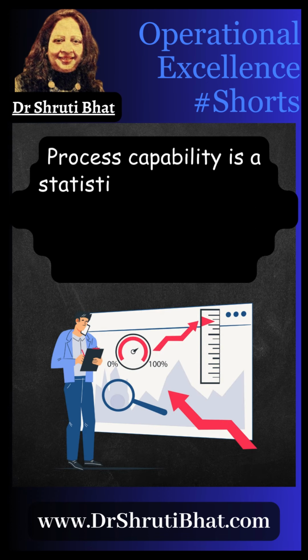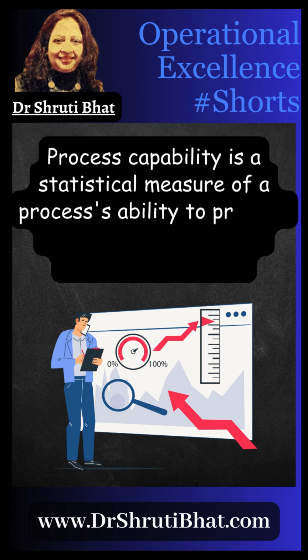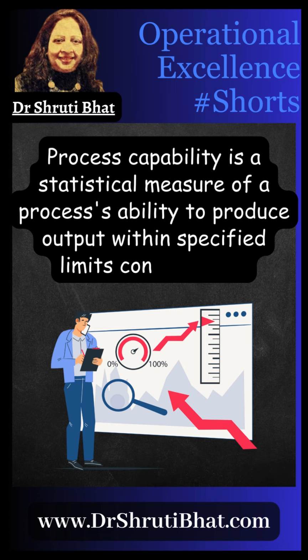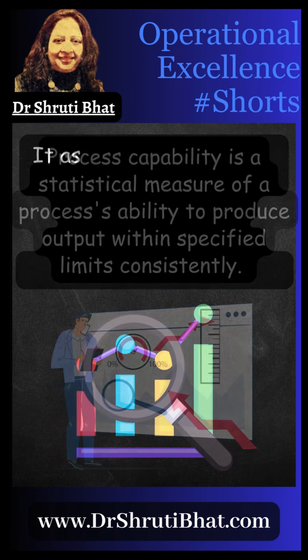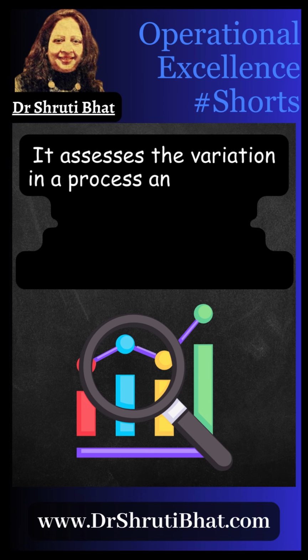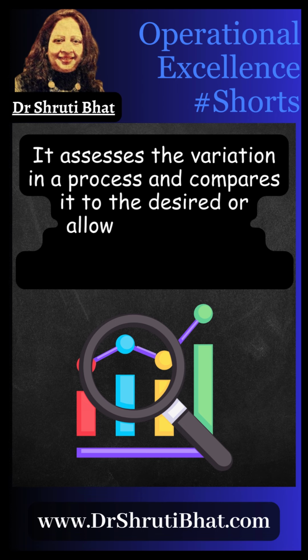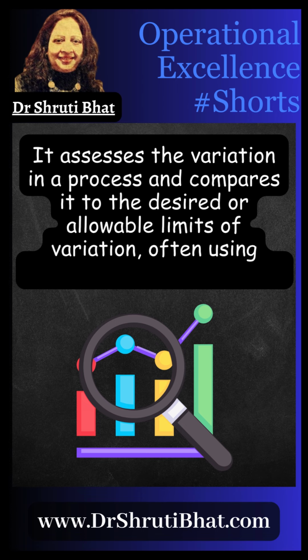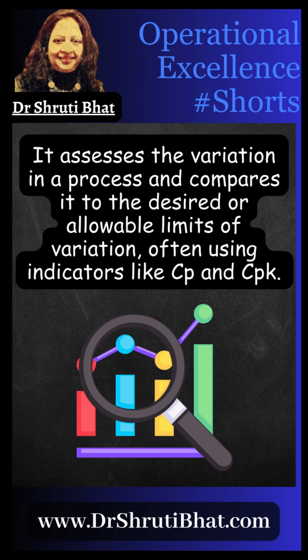Process capability is a statistical measure of a process's ability to produce output within specified limits consistently. It assesses the variation in a process and compares it to the desired or allowable limits of variation, often using indicators like Cp and Cpk.